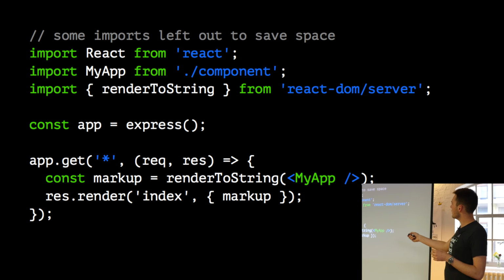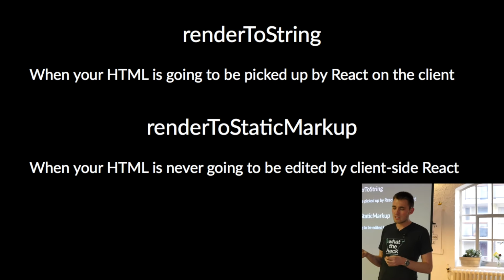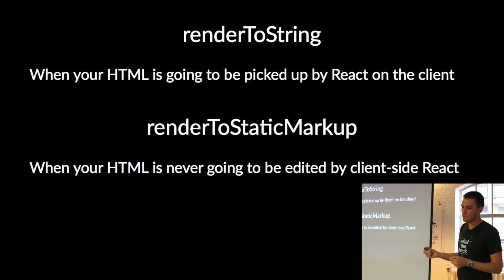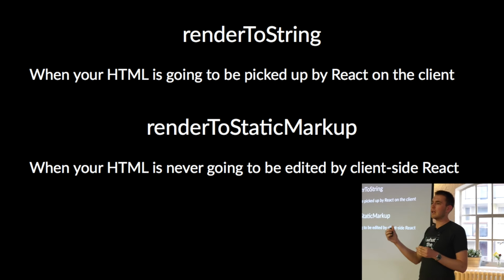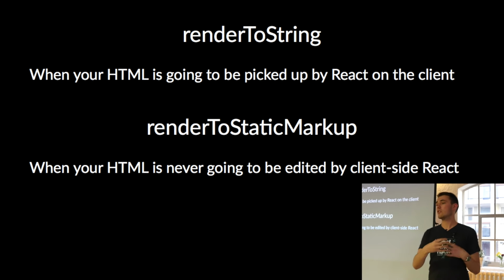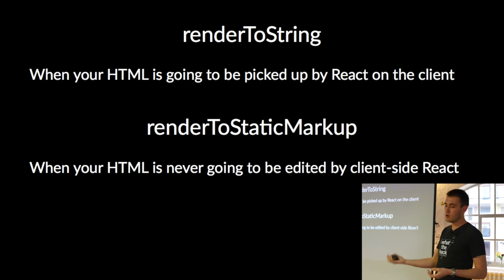And in some examples, you'll see this method, renderToString, used. There's also another method called renderToStaticMarkup that React provides for us, and there's a subtle difference between the two. You should use renderToString when you're expecting the HTML that is rendered to be picked up by a React application on the client. renderToString will include some extra attributes in the HTML that will allow the client-side JavaScript to pick it up and work with it.